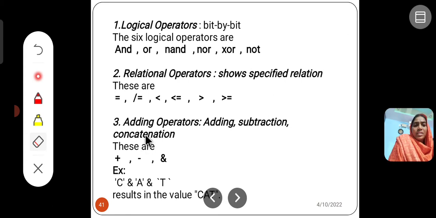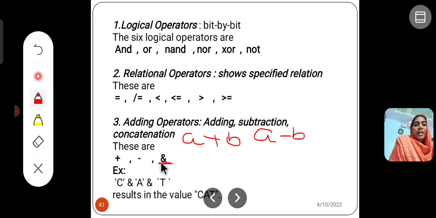And the third type is adding operators. Here we have 3 types of operators: addition, subtraction and concatenation. A plus B will add 2 integer numbers. The AND operation is different. Here it will add A and B integers, or A and B binary values also. Or A minus B is also an example, which will subtract B from A.